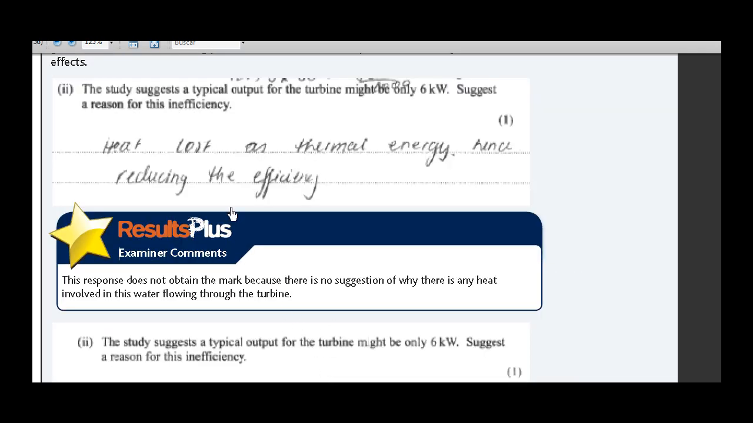Heat lost as thermal energy, hence reducing the efficiency. Look at this, it's interesting, it's for 1 mark only, and the examiner says this response does not obtain the mark because there is no suggestion of why there is any heat involved in this water flowing through the turbine. And that's true, it doesn't explain why, just heat loss.